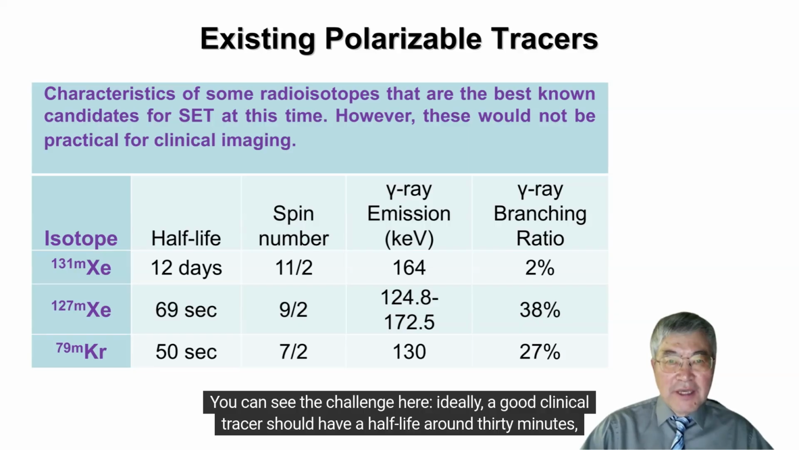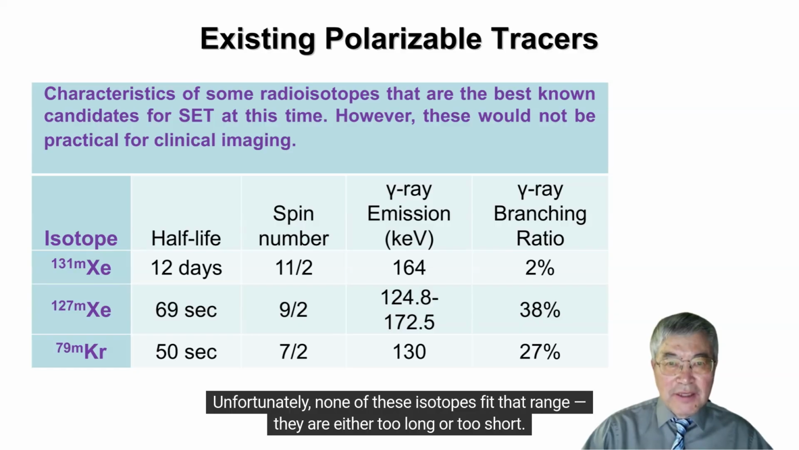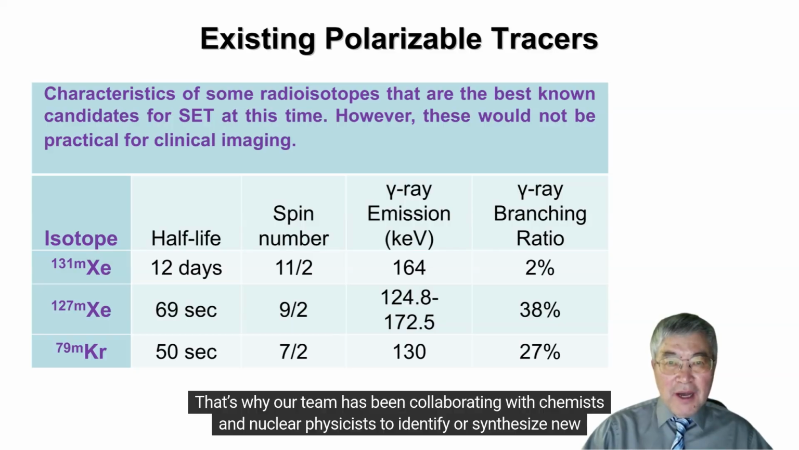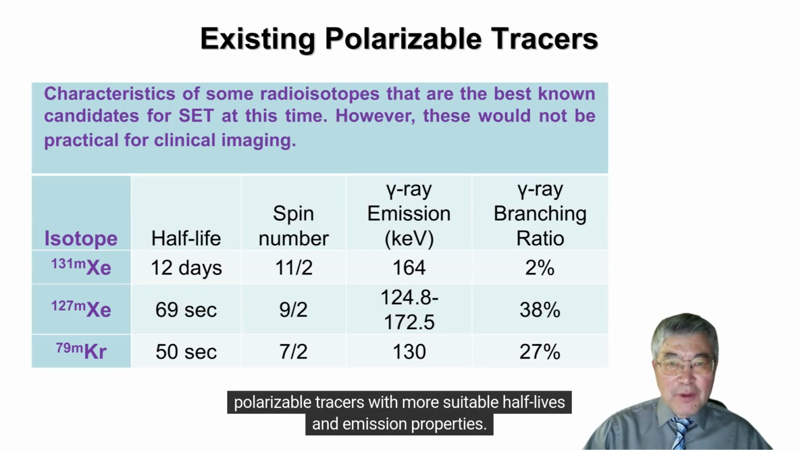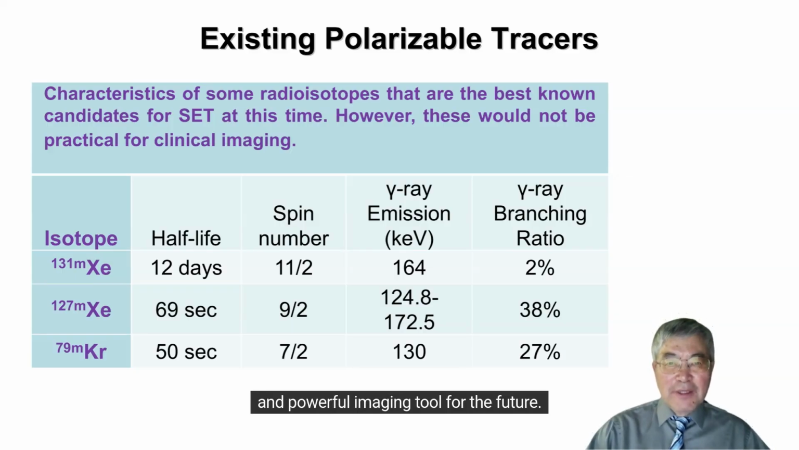You can see the challenge here. Ideally, a good clinical tracer should have a half-life around 30 minutes, long enough for preparation and imaging, but short enough to minimize radiation dose. Unfortunately, none of these isotopes fit that range. They are either too long or too short. That's why our team has been collaborating with chemists and nuclear physicists to identify or synthesize new polarizable tracers with more suitable half-lives and emission properties. If such tracers can be developed, they would make simultaneous emission transmission tomography a realistic and powerful imaging tool for the future.